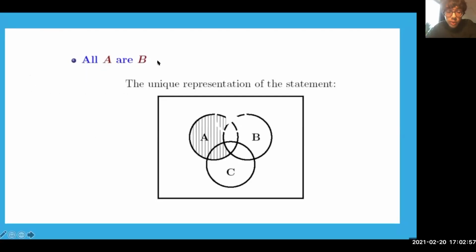All A are B. Whenever you come across all A are B, it's supposed to look like this in the diagrammatic format. So basically, cross out all the A's that are not a part of B.